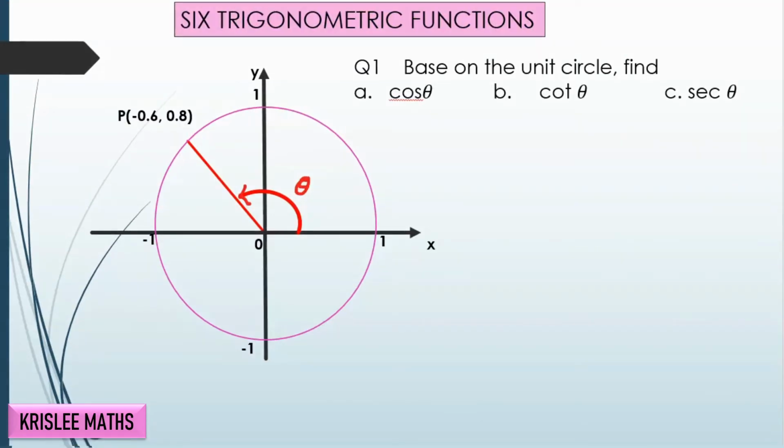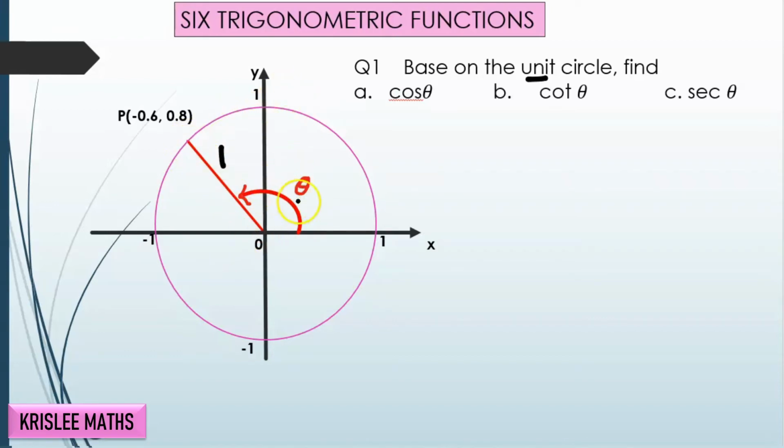Okay, now let's see examples on 6 trigonometric functions. First question, based on the unit circle, find cos theta. Remember, unit circle means that the radius of the circle is 1 unit. Including this, it is also a radius, therefore the length of the red line is 1 unit.